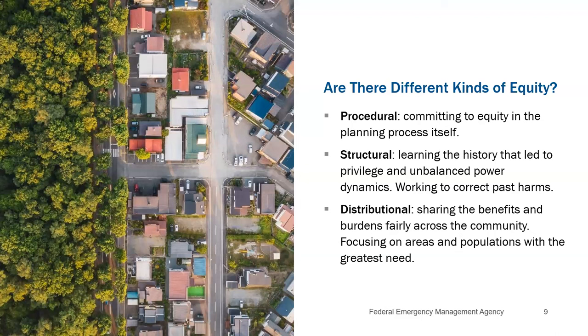That was about procedural equity, and then distributional equity asks, are programs resulting in the fair sharing of benefits and burdens across the community? Do they focus on areas and populations with the greatest need? And distributional equity is really critical when you're doing your risk assessment. This is when communities should assess where hazards may disproportionately harm certain areas and people. And then when the local government is setting its goals and actions, and state and tribal governments, it's vital to use that distributional equity lens so that you can assess where the benefits of mitigation are needed the most and whether they're going to reach them.